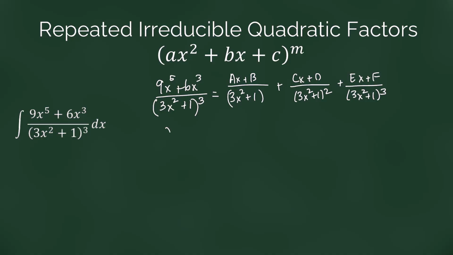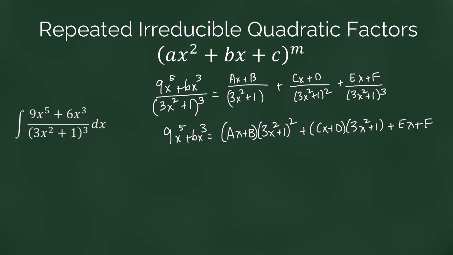That one is missing 2 copies of 3x squared plus 1, so we'll write 3x squared plus 1 squared. Then we're going to have cx plus d. That middle term is missing 1 copy of 3x squared plus 1. And then our ex plus f term contains all 3x squared plus 1 factors, so we don't have to add any additional ones there.